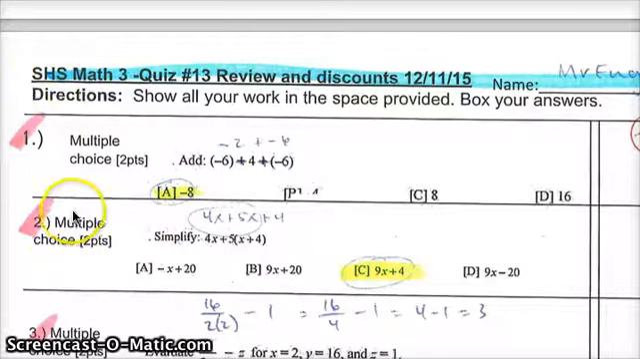Alright, these are the quiz corrections for Math 3, quiz number 13. It's a review and then also about discounts. We took this on December 11, 2015. Question number 1 is multiple choice.